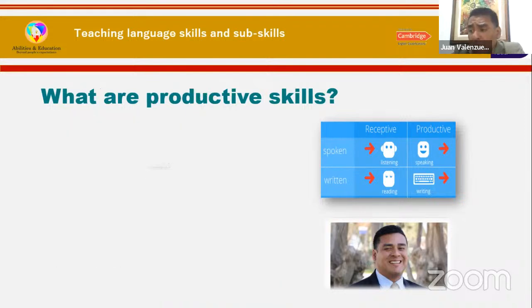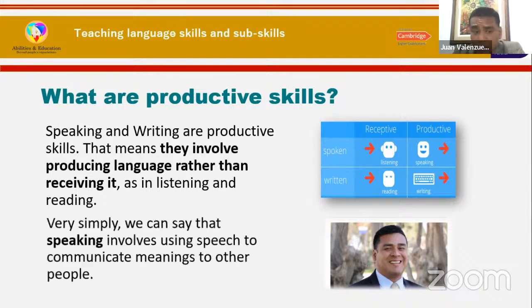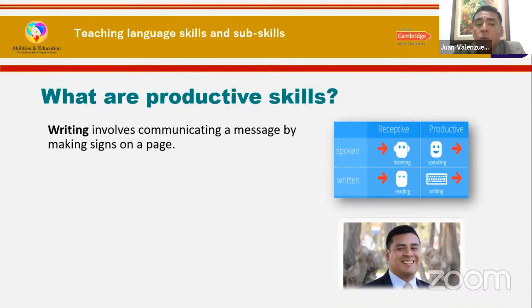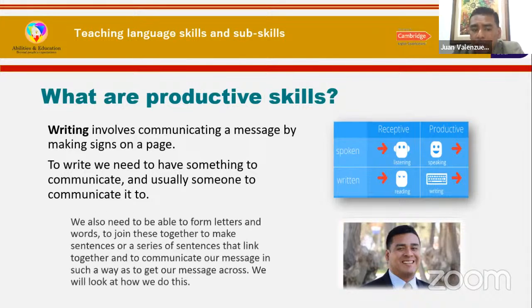Okay, now let's talk about productive skills. Speaking and writing are productive skills. That means that they involve producing language rather than receiving it, as in listening and reading. Very simply, we can say that speaking involves using speech to communicate meaning to other people, and that writing involves communicating a message by writing symbols on a piece of paper. To write, we need to have something to communicate. This is vital, and usually someone to communicate it to.